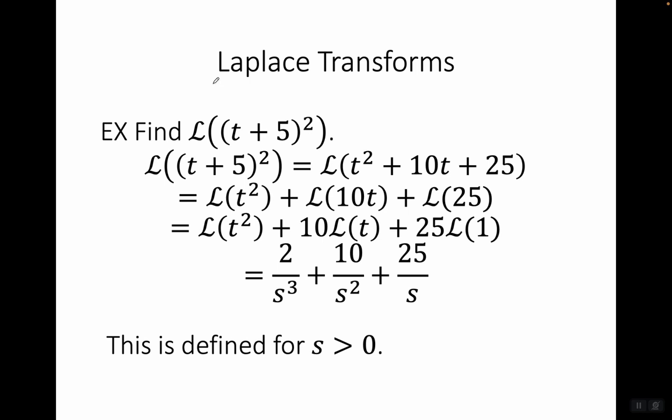Here are some other ways we can evaluate Laplace transforms. Suppose we want to find the Laplace transform of t plus 5 squared. Well, we would just multiply that out using FOIL or however. That's going to be L of t squared plus L of 10t plus L of 25. In other words, it's L of t squared plus 10 L of t plus 25 L of 1. We've seen based on the previous slide that this is 2 factorial over s cubed, which is 2 over s cubed, plus 10 over s squared, plus 25 over s. And this is going to be defined for s greater than 0.